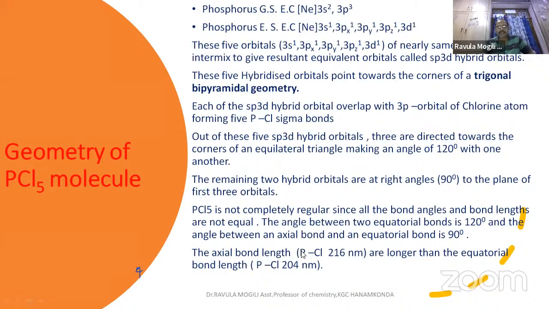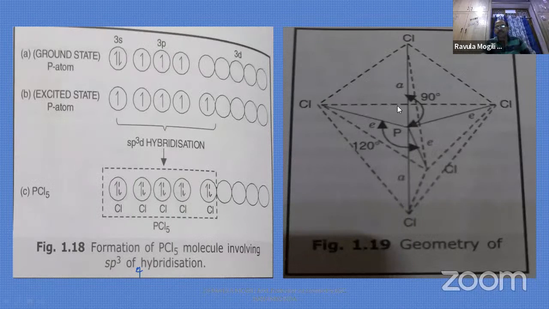So the axial bond length of PCl5 is greater than the equatorial bond length. So what is it about here, sir? These chlorines are equatorial chlorines. These three chlorines are equatorial chlorines, but these two chlorines are axial chlorines. The axial bond length is 216 nanometers, but the equatorial bond lengths are 204 nanometers.